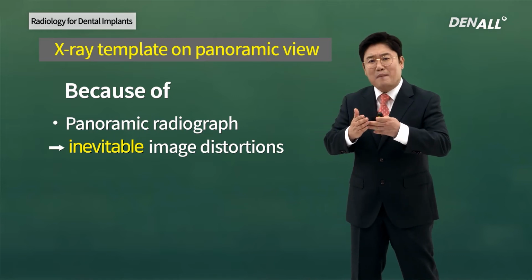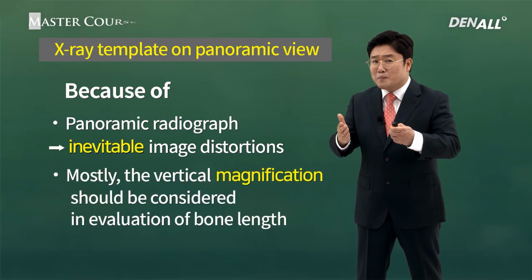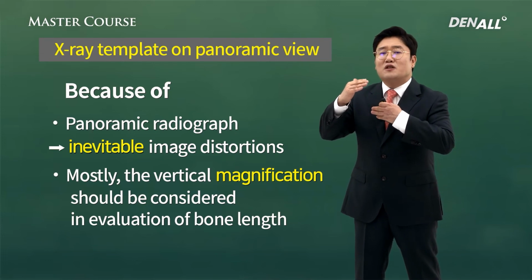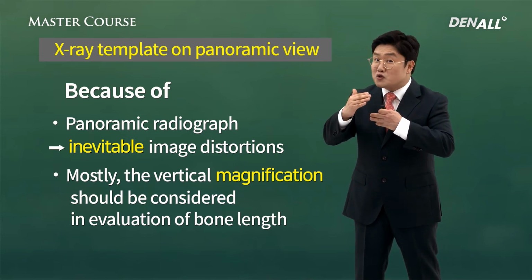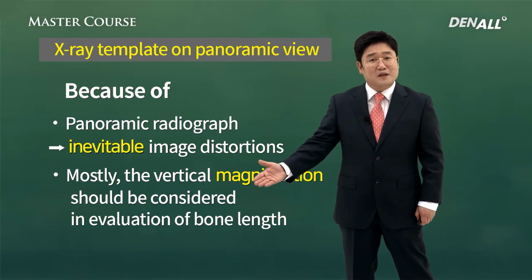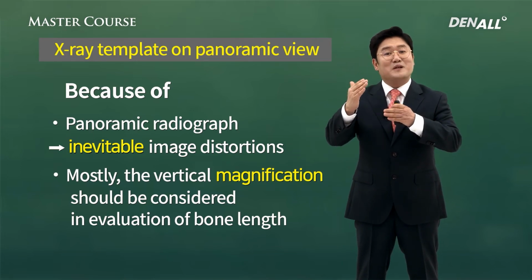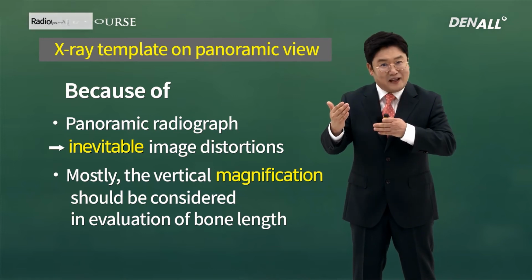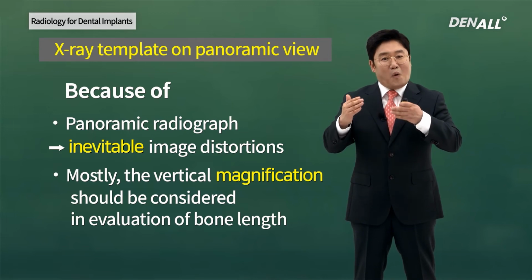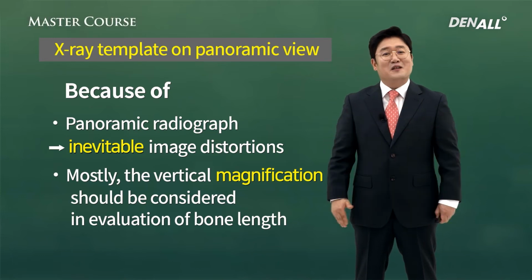The image size is changed from the original size. If you compare horizontal and vertical changes, there are vertical distortions. Among the distortions, magnification rather than shrinkage is the problem. In most panorama equipment, 25% magnification is observed. So, on the X-ray template you saw before, 25% magnified implant fixtures were included.